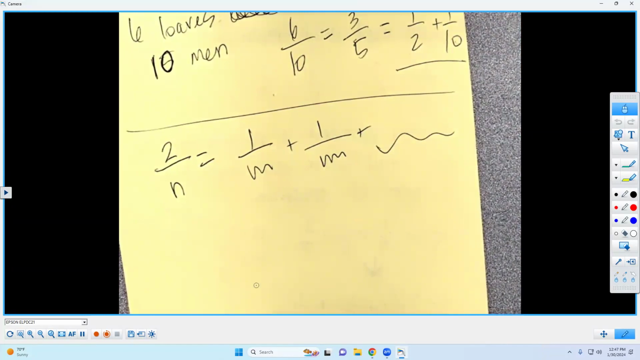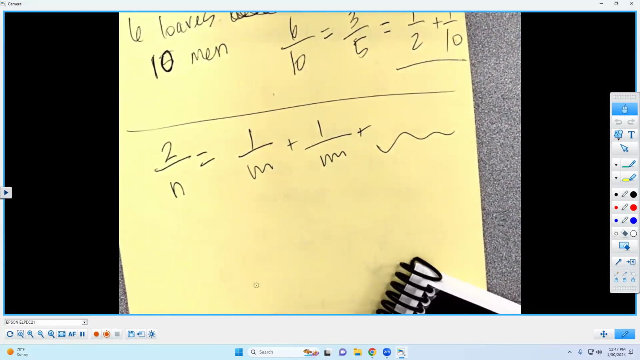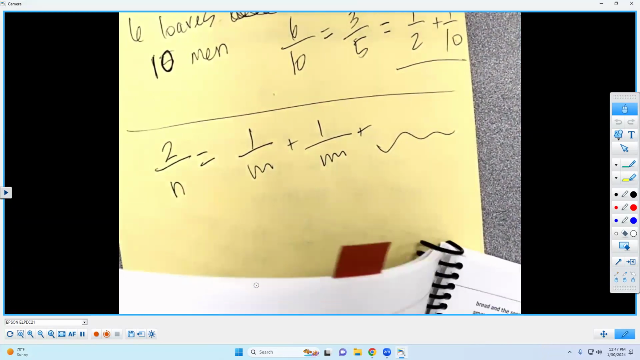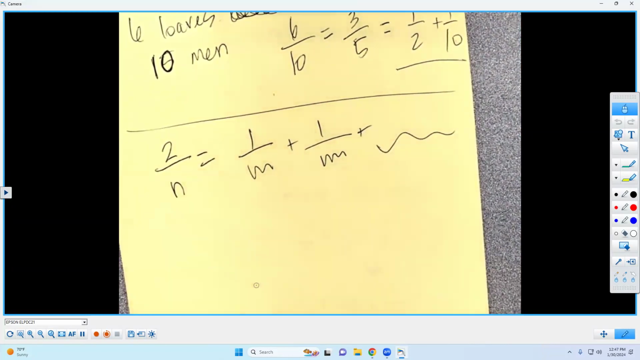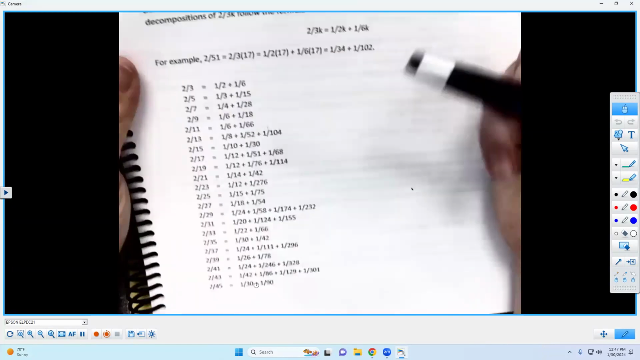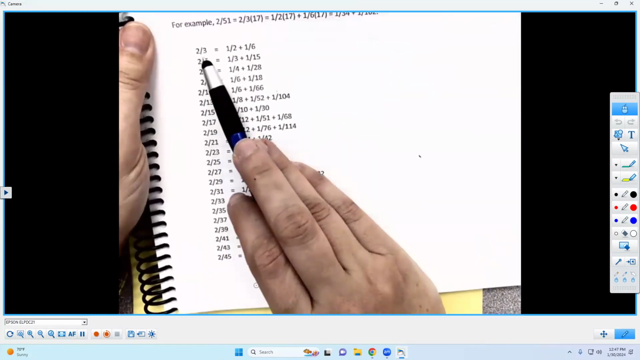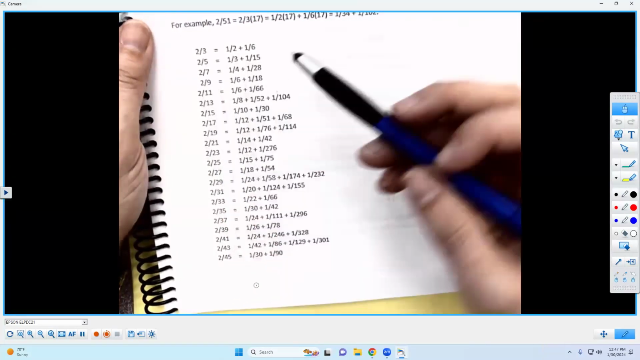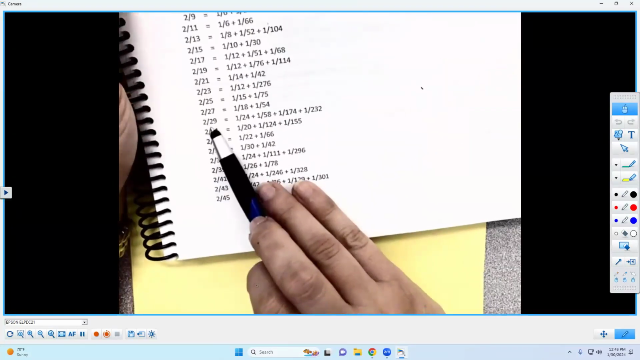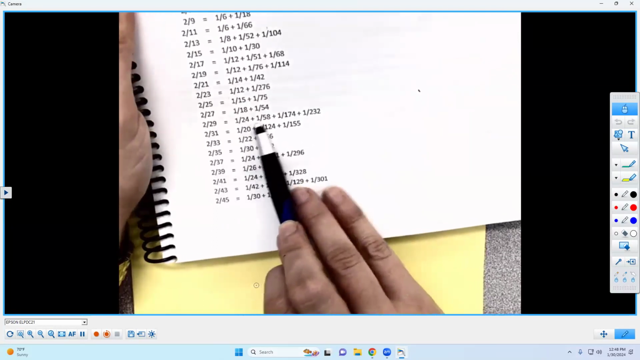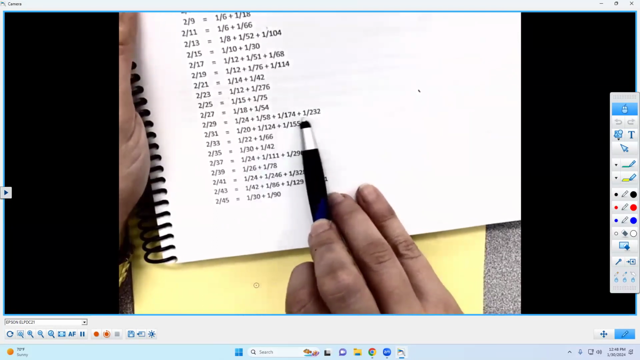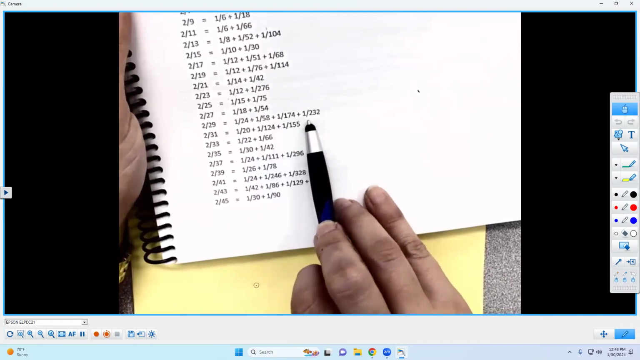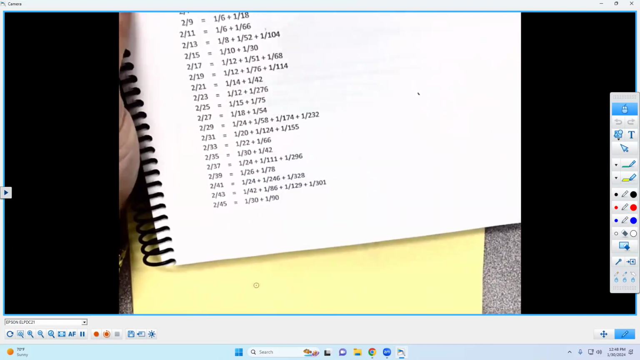There is a whole process. So like looking at the way they did it, there is a whole process for doing this real fast. Here is like the table. This is in the textbook. So 2/3 was 1/2 plus 1/6. 2/5 is 1/3 and a 15, 2/7, so on and so forth. And then like when you get down to the bigger ones, 2/29 was a 24th plus a 58th plus a 1/174 plus 1/232. Like that would be really hard coming up with on your own.